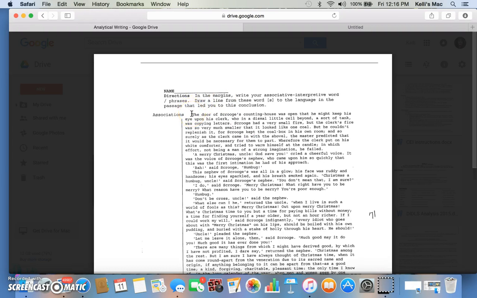The door of Scrooge's counting house was open, that he might keep his eye upon his clerk, who in a dismal little cell beyond, a sort of tank, was copying letters.